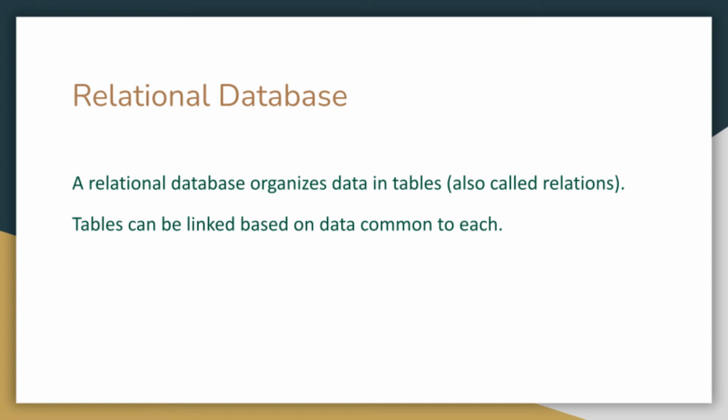A relational database organizes data in tables, also called relations, which can be linked or related based on data common to each. This capability enables you to retrieve an entirely new table from data in one or more tables with a single query. It also allows you and your business to better understand the relationships among all available data and gain new insights for making better decisions or identifying new opportunities.